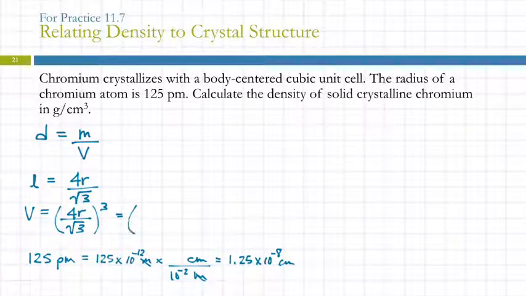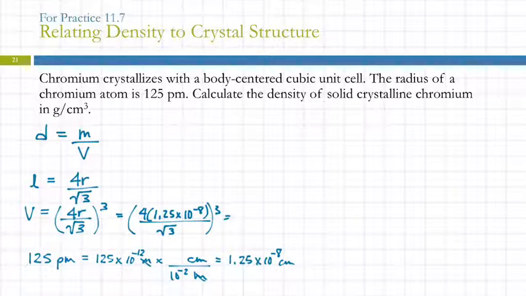So we can plug that in here. And we're going to get, again, some crazy small number. 4 times 1.25 EE minus 8 divided by the square root of 3. I'm pressing equals, and then I'm going to raise that to the third power. 2.4056. 2.40. There's my 3 sig figs. 2.41 times 10 to the minus 23 cubic centimeters. Did I do that right? Nobody's disagreeing with me, so we'll go with it.